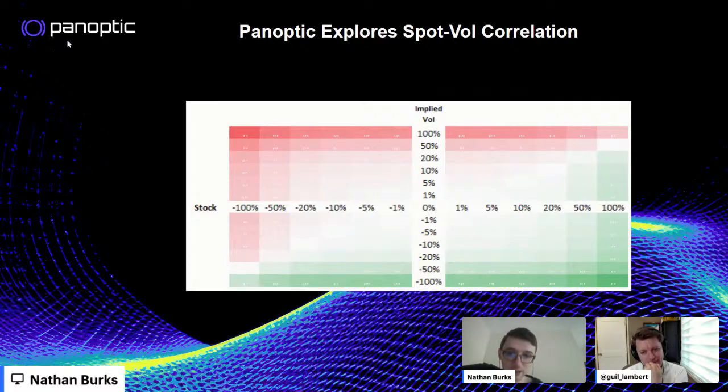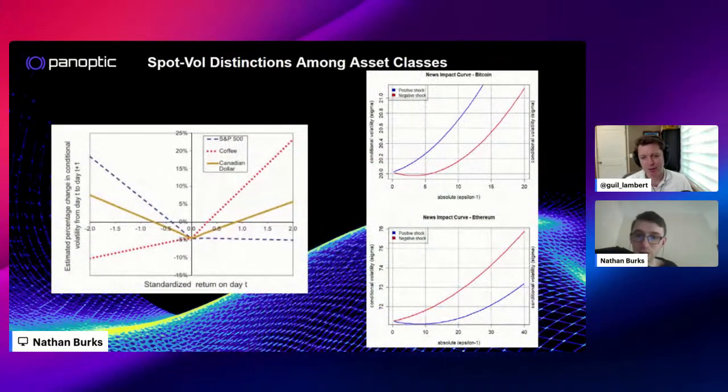An example of that is if you look on the left, pretty much the same decision making matrix, but you see the S&P 500, the coffee futures, and the Canadian dollar. And for the S&P 500, once again, you see those negative return shocks, volatility spikes. But for the coffee futures, it's the opposite pattern. And the Canadian dollar is actually pretty symmetrical.